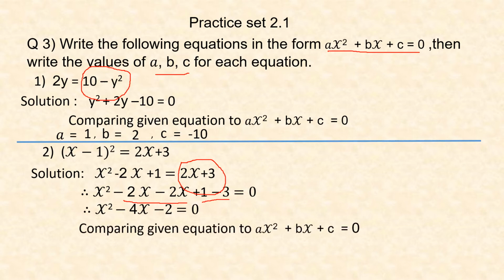Now comparing the given equation to ax square plus bx plus c. Here the coefficient of x square, that is a, is equal to 1, b is equal to minus 4 and c is equal to minus 2.